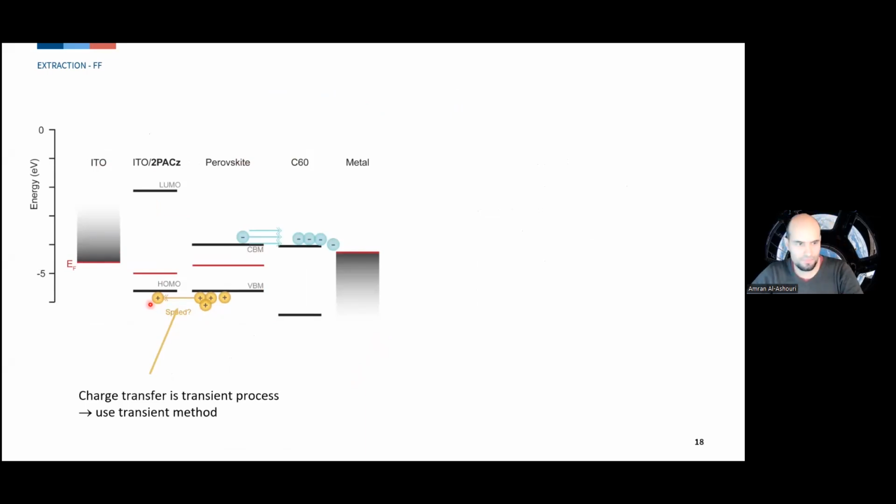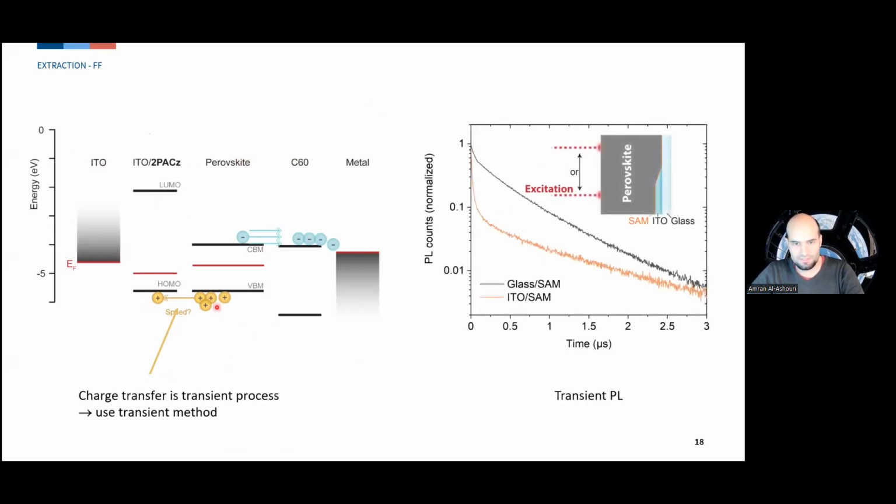And the transient method that I was familiar with was transient photoluminescence. So here, let's do a very simple experiment. Let's take a sample that on one side can extract charges, on the other cannot extract charges. So an ITO spot that wanders off into only glass, right? And then there's a SAM on top that binds to both glass and ITO.